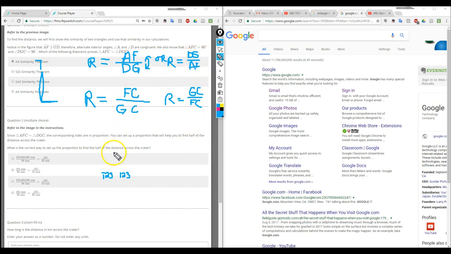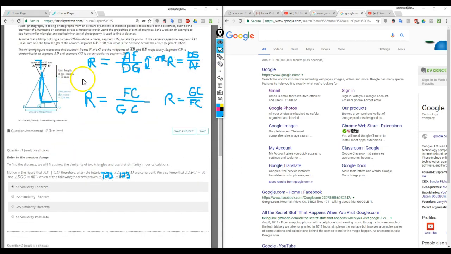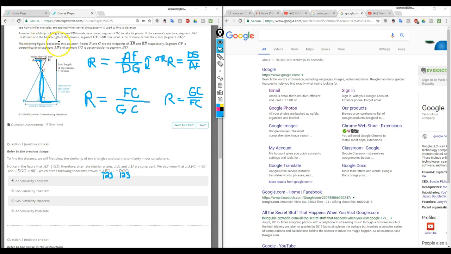So now we need to just fill in that information with what they gave us. So they told us that the distance to the crater is equal to 225 kilometers. So that's the distance of DG. So I'm looking for this ratio set up.